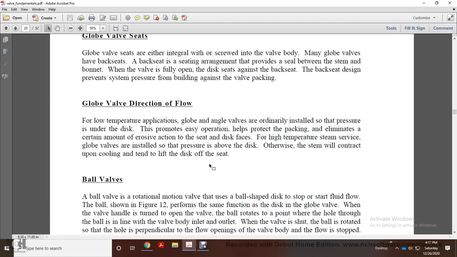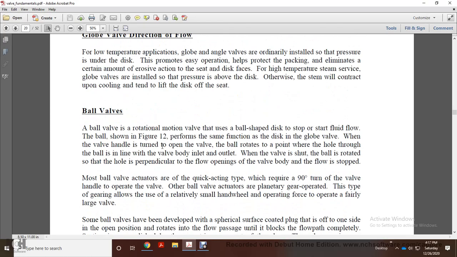For high temperature stem surfaces of globe valves, install them where the pressure is above the disc, otherwise the stem will contract and open upon cooling and tend to lift the disc off the seat.